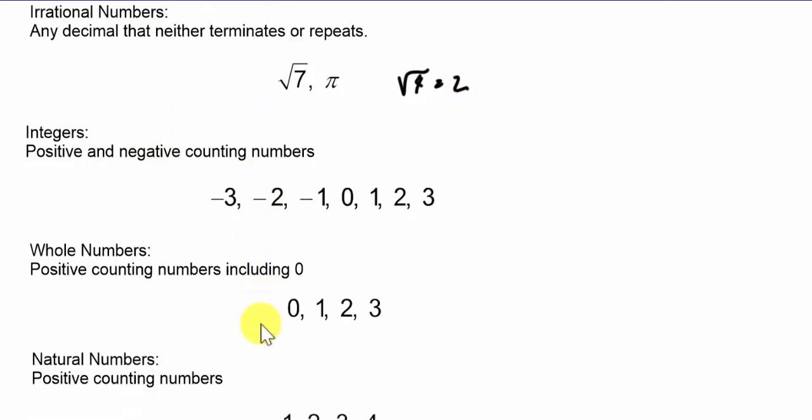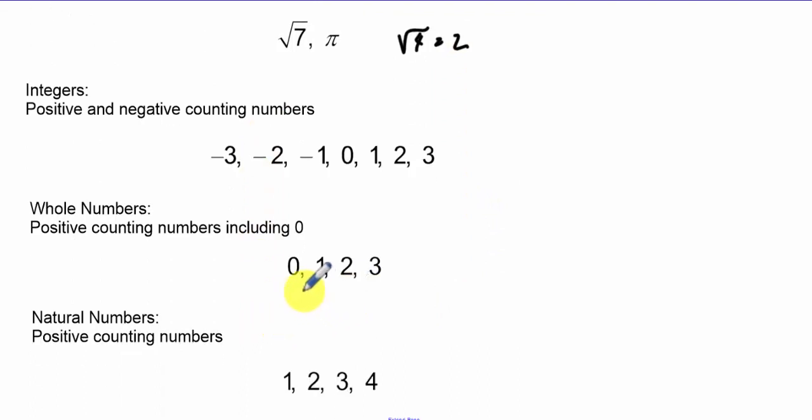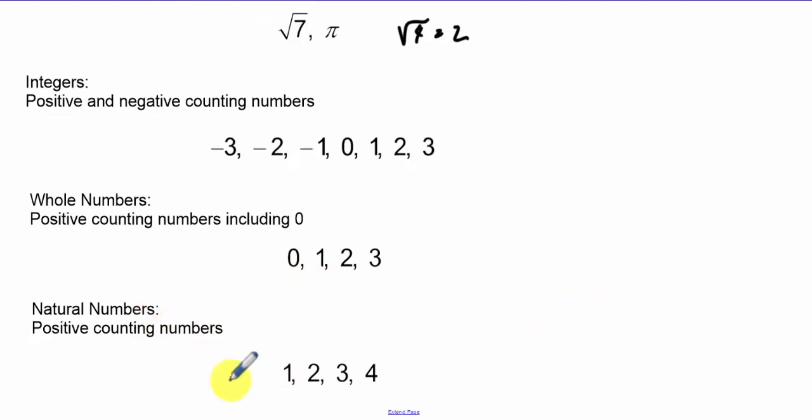Integers are basically your positive and negative counting numbers. Whole numbers are your counting numbers from 0 on to infinity. Your natural numbers are your counting numbers from 1 all the way out to infinity.